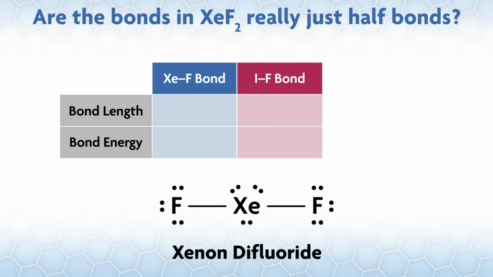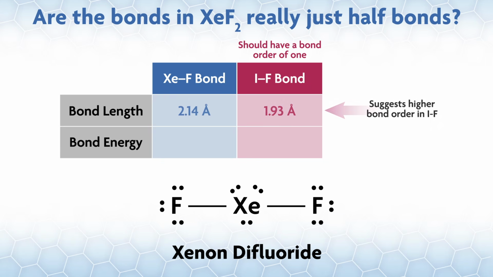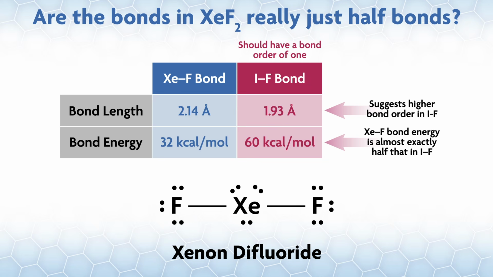Let's compare with the closest normal valent equivalent, which is iodine fluoride. Iodine is right next to xenon, and the IF bond should have a bond order of 1. The IF bond is significantly shorter at 1.93 angstroms compared to the xenon-fluorine bonds in xenon difluoride at 2.14 angstroms, suggesting a higher bond order in IF. In addition, the xenon-fluorine bond energy is 32 kcals per mole, almost exactly half that of IF at 60 kcals per mole.